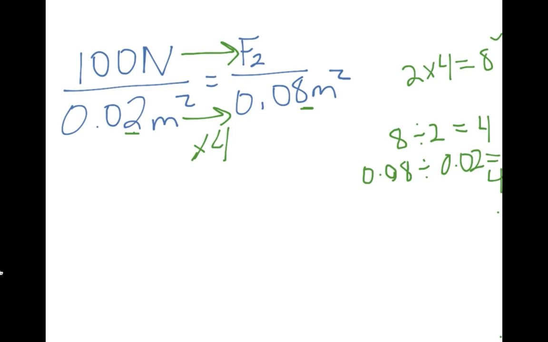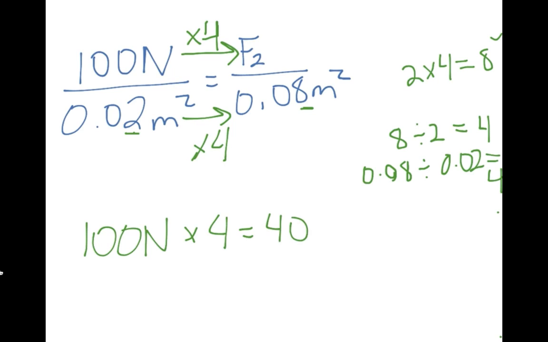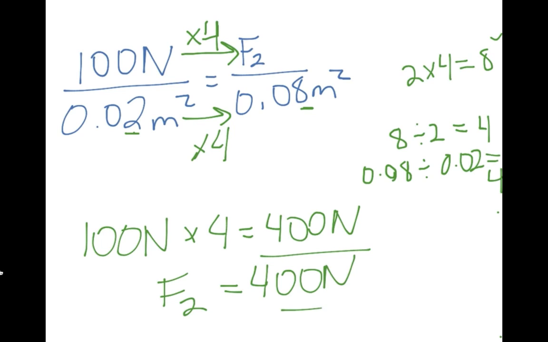Now these are equal fractions. Whatever I do to the bottom, I need to do to the top. Whatever I do to the top, I need to do to the bottom. So that means I need to also multiply the top times 4. So what is 100 newtons times 4? You got it, 400 newtons. So my force on the output piston is 400 newtons.